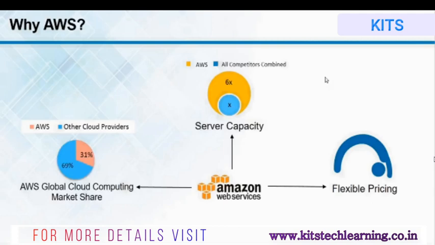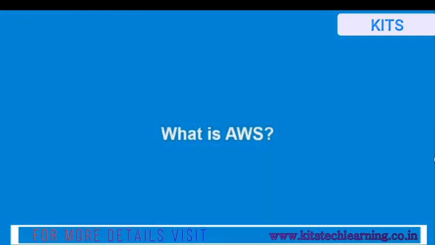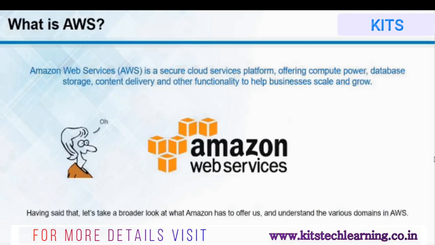So let's go ahead. Since now we have understood the why of AWS, let's understand the what. So what is AWS? AWS is a secure cloud services platform. It's a platform on which Amazon offers its cloud services, and it offers its cloud services in compute, database, content delivery, and other domains. In what does it offer its cloud services? It offers cloud services in compute, it offers cloud services in database, and a host of other domains.